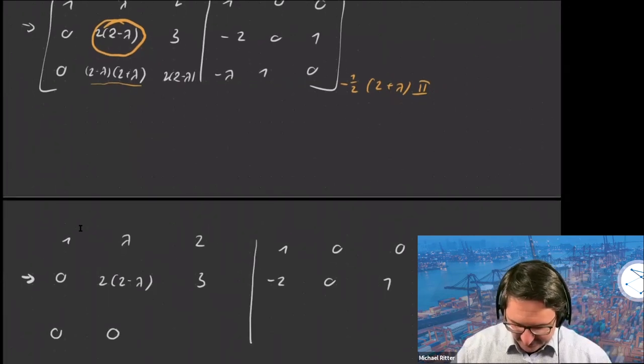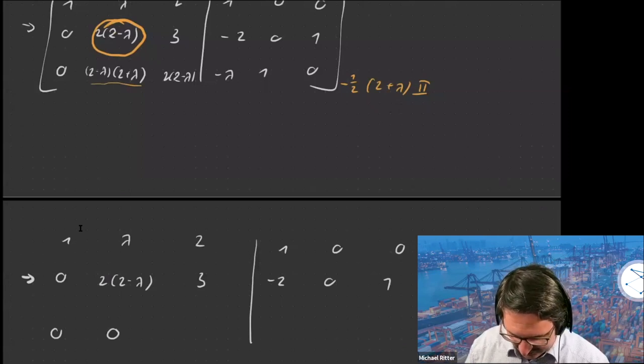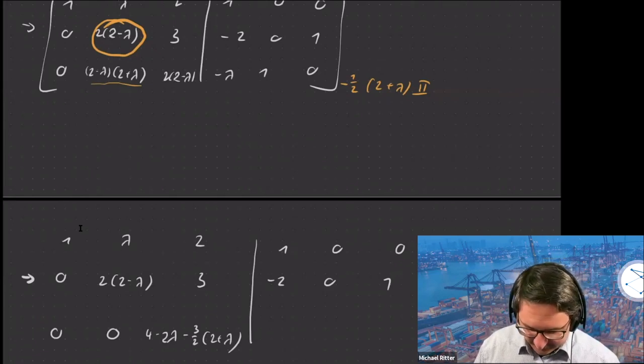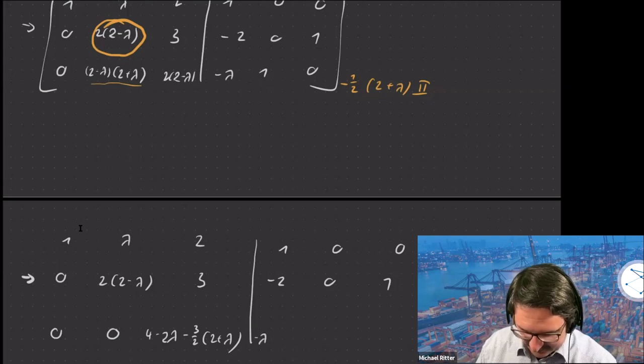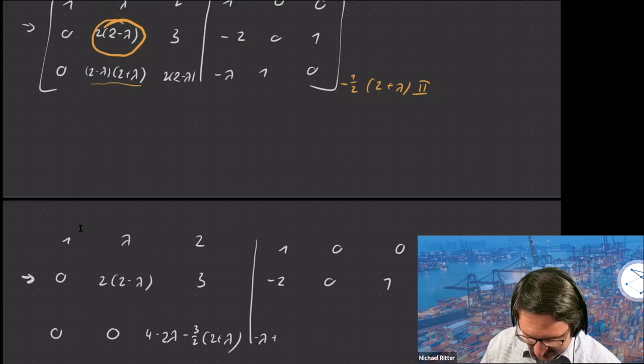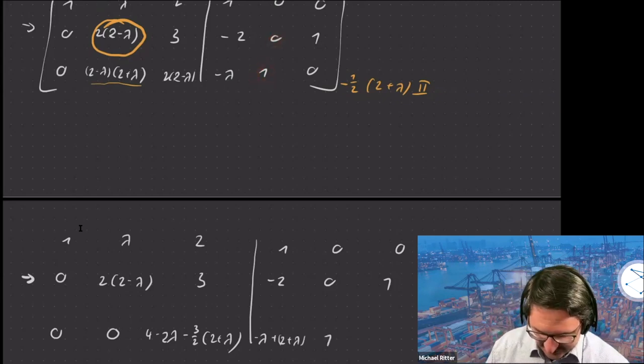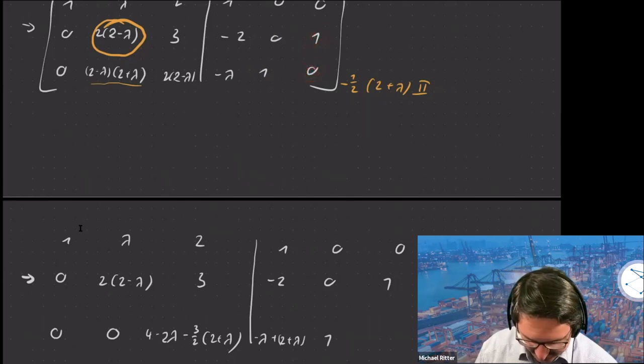And what do we have here? We have 2 times 2 minus lambda minus this expression here, let's write it down before we do any more manipulations. 2 times 2 minus lambda is 4 minus 2 lambda, minus 2 lambda. And then we subtract minus 3 over 2 times 2 plus lambda. And now for the right-hand side, we have minus lambda here. Minus 2 times this, so minus 2 and minus 1 over 2, this cancels out. So we have plus 2 plus lambda. Here we have 0 plus 1, so the 1 stays. And here we have 0 plus 1 times this factor, so we get minus 1 over 2 times 2 plus lambda.